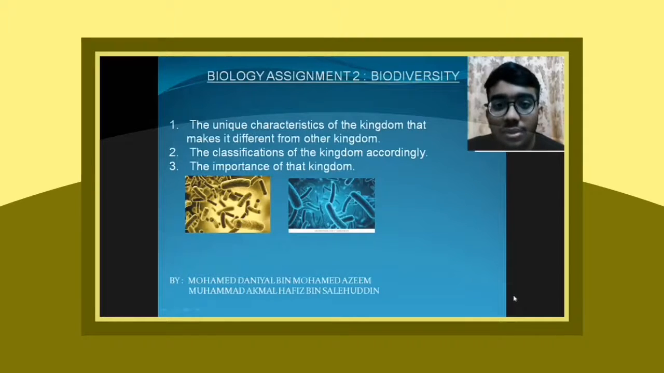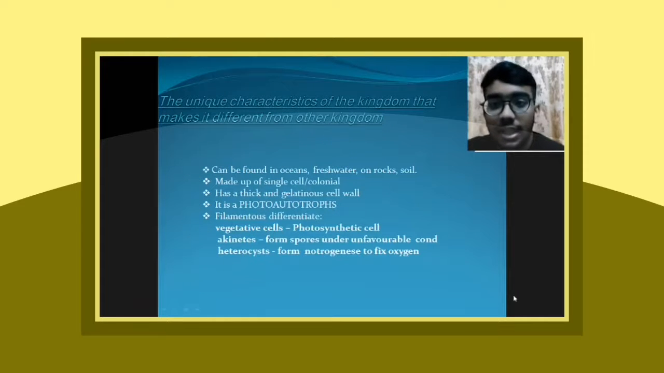So I would like to start my presentation first. I would like to talk about the unique characteristics of domain bacteria first. There are 5 characteristics of domain bacteria. First is the place where we can find the bacteria. There are 4 places where we can find bacteria: the first place is in the ocean, the second is in fresh water, the third is on rocks, and the last one is in the soil.